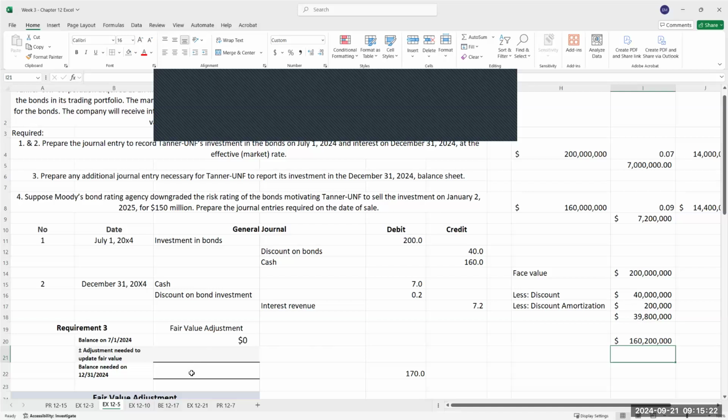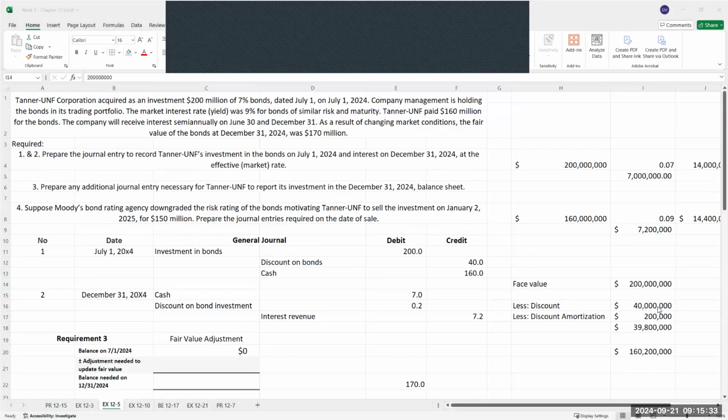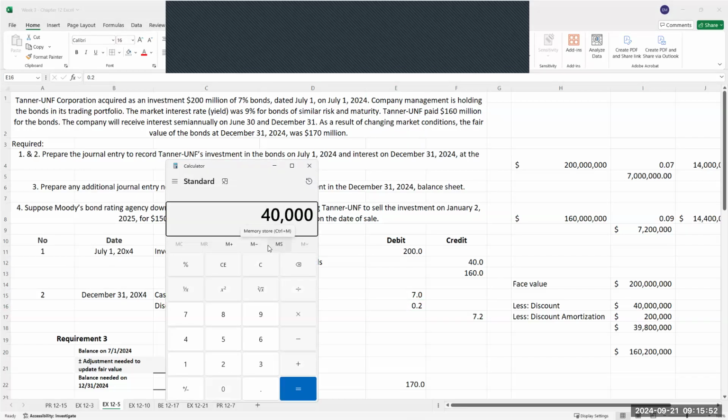So again, how do we determine the amount? We need to determine the amortized cost of the bond, and we calculated it as follows. The face value of the bonds, which is 200 million, we subtract or we factor in the discount, which was the 40 million. And then again, if we think about it from a T account, we have 40 million on the credit side, and then we have 200,000 on the discount on bond investment. If we net the two, and I'll do the math here. So we have 40 million, which represents the discount, the credit.